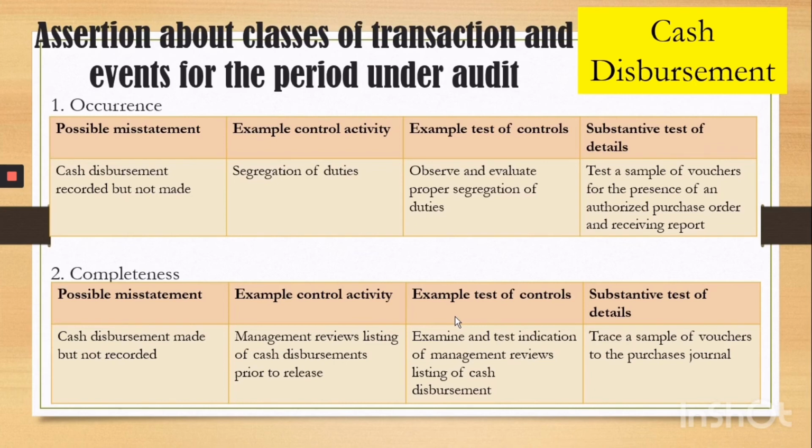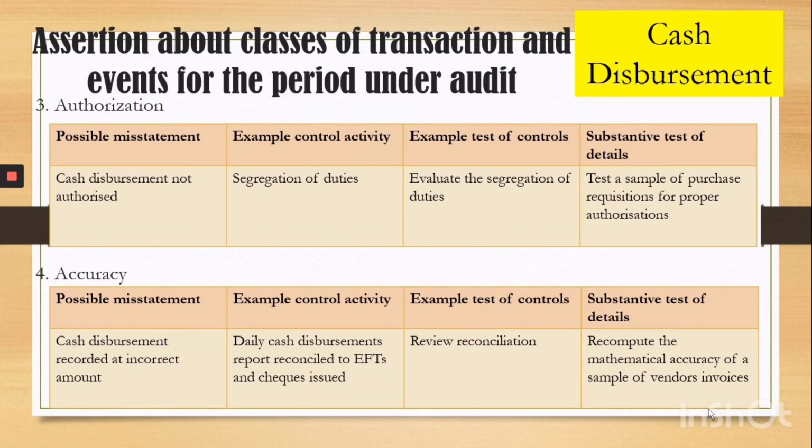And then, if the auditor finds out that the control risk is still high, in order for the auditor to reduce the audit risk, the auditor needs to reduce the detection risk by doing more substantive tests of detail, which is by tracing a sample of vouchers to the purchases journal. Next slide.